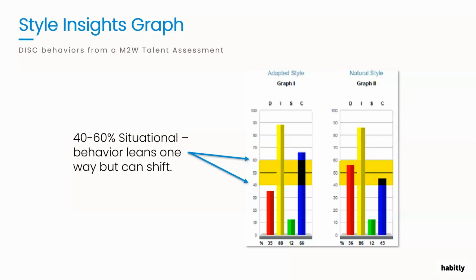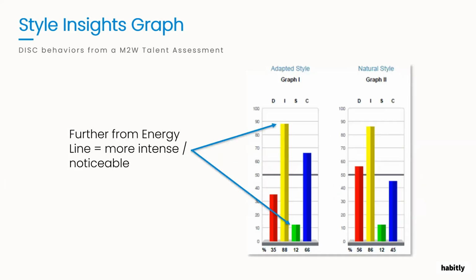Just above and just below that energy line, you have situational zones. So if you're a little bit above the line, like if you look on the natural style, the right-hand graph, the red bar for the D, that's situational because it's 56. That means you would lean towards the high side of that behavior, but you probably have some attributes of the low side. Also, staying with that natural style graph, on the far right in the blue, the C is situational on the low side. So you would lean towards some of the behaviors on the lower side of the C behavior, but you might have some of the high behaviors also.